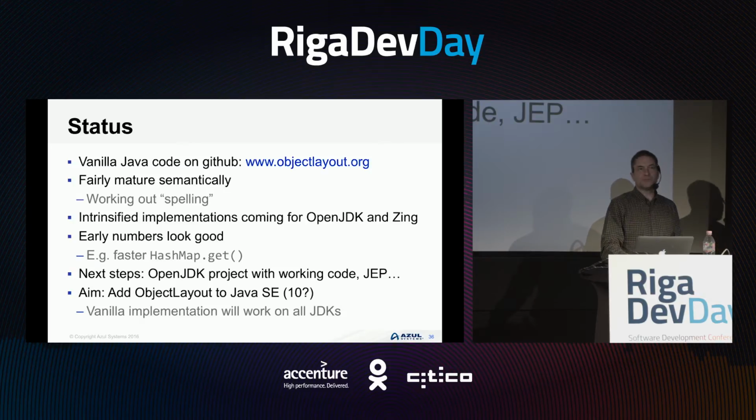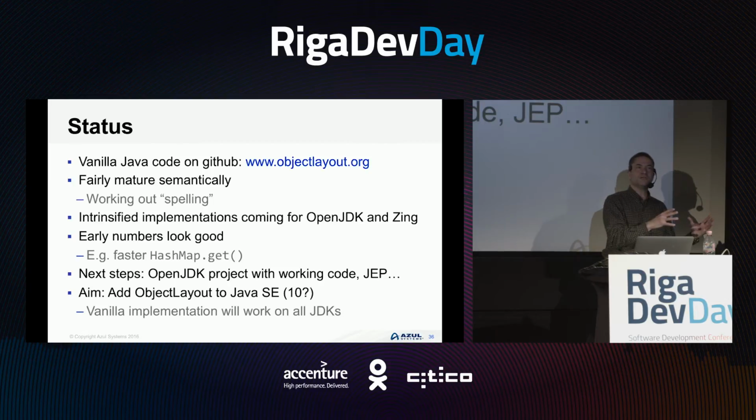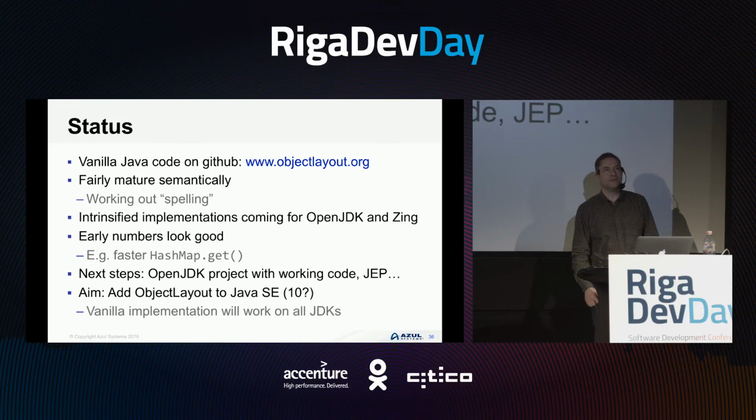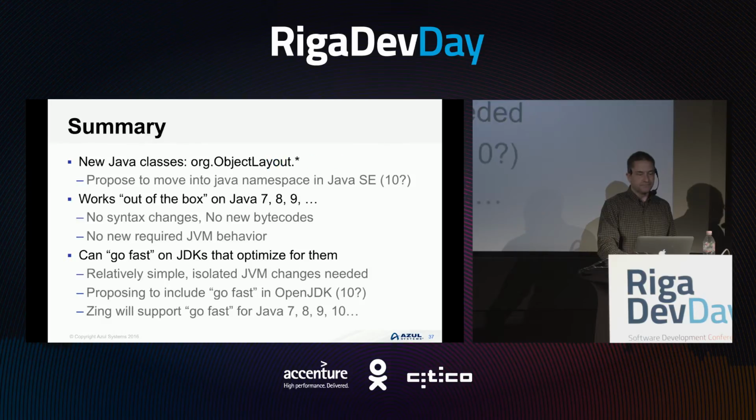We have about a 6% performance improvement using hashmap.get if we use a structured array. So, I mean, you might think, well, 6%, that's not great. But if you're using hashmap a lot, that could be quite significant in terms of improving performance. Obviously, the next step for us is to put this forward as a project that can be included into the JDK. There'll be some sort of JEP that will need to be filed, a Java JDK enhancement proposal. Maybe we'll get to add object layout to Java SE 10. We're too late for Java SE 9 now, but maybe Java SE 10.